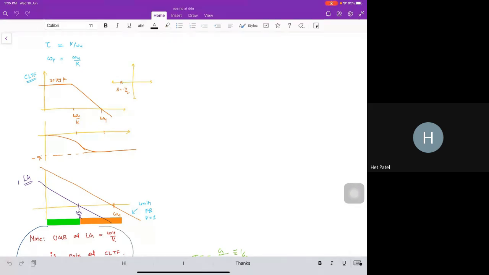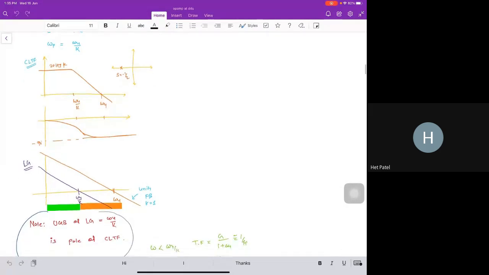The point to note here is that for frequencies less than omega u by k, the feedback is very strong, and due to that the closed loop transfer function you get is 20 log k. What is 20 log k? If the feed forward transfer function is g and the feedback transfer function is h, then with negative feedback we get g divided by 1 plus gh. The gh is very high, so it gets cancelled, and the result is approximately 1 by h.